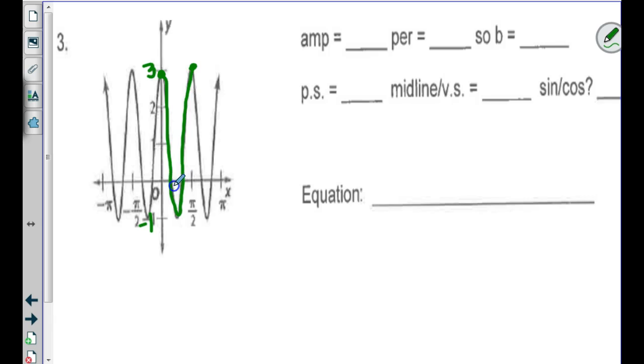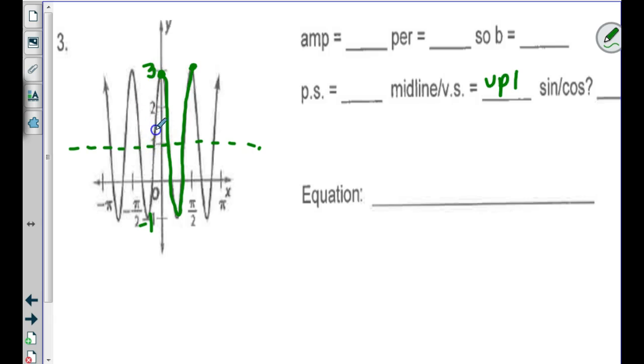So this is where students start getting things messed up. Because you have to find that midline, and what is that telling you? The vertical shift is up 1. The amplitude is not 3.